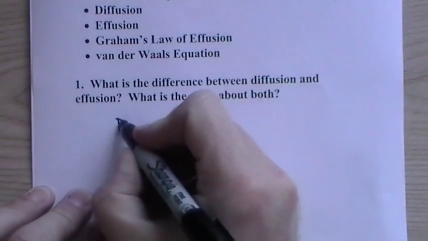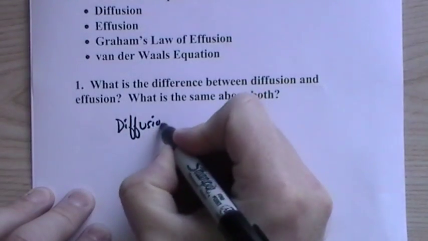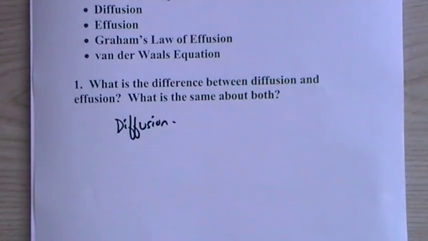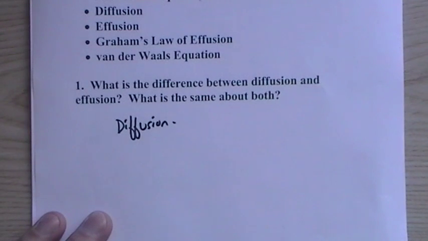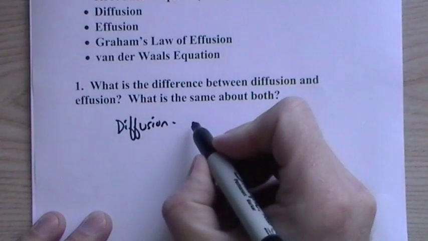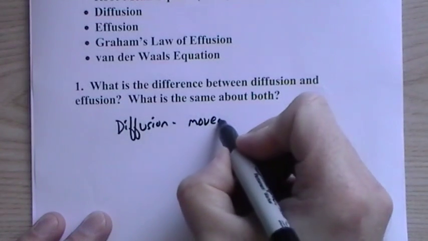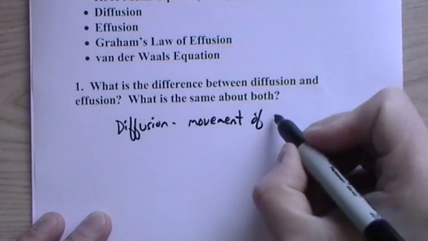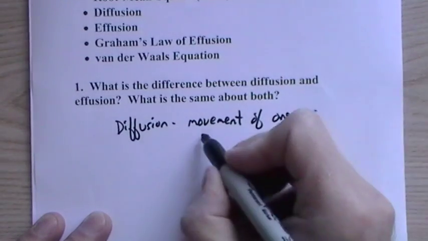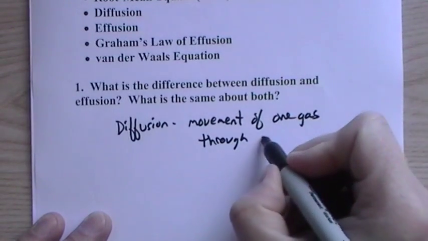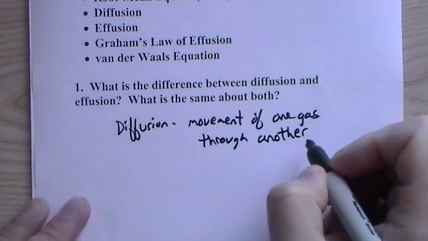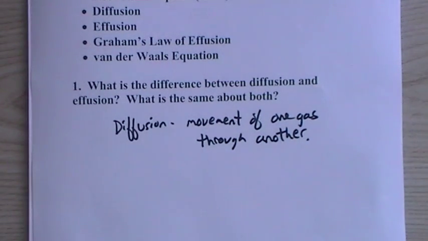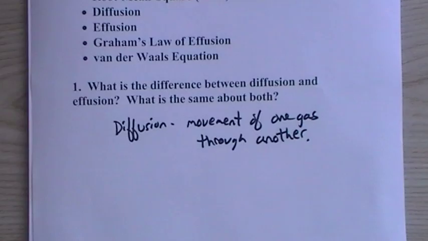Well, diffusion, read off the definition, is the process whereby a gas spreads out through another gas to occupy the space uniformly. So this is the movement of one gas through another, like the scent of a perfume or a candle making its way through a room. It's the molecules that make up that scent diffusing through the air.